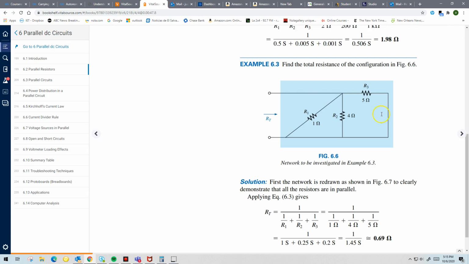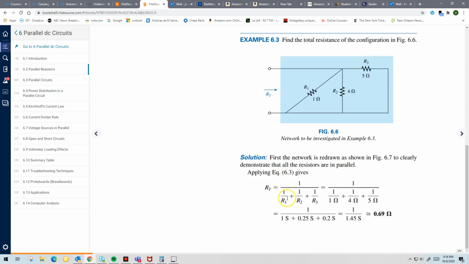So in this case, our assertion is based on how they're connected. This point here at the top connects R1, R2, and R3. It's the same connecting point. This node at the bottom connects the other side of R1, R2, and R3. So obviously they're connected in parallel. And then you can proceed using the equation that we already know. Take the reciprocal of each, which we did here, and then take the reciprocal of that sum, and that gives us the total resistance, which is about 0.69 ohms.